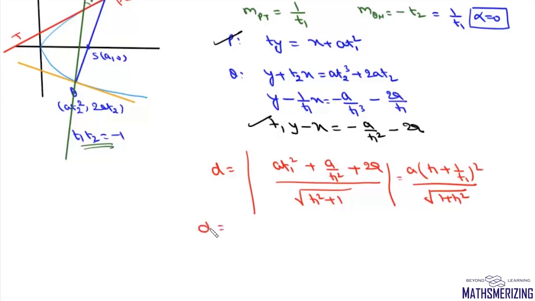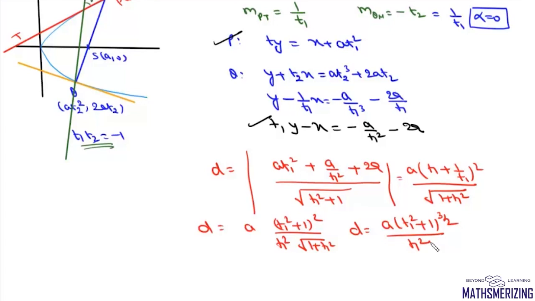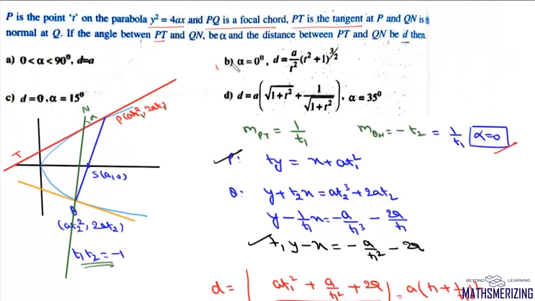So here it will be a, and then we can write this as t1 square plus 1 whole square upon t1 square and then under root of 1 plus t1 square. So we can write this distance as a, and then it will be t1 square plus 1 to the power 3 by 2 upon t1 square. So the value of alpha should be 0 and the value of d should be a t1 square plus 1 to the power 3 by 2 upon t1 square, which is your option number B.